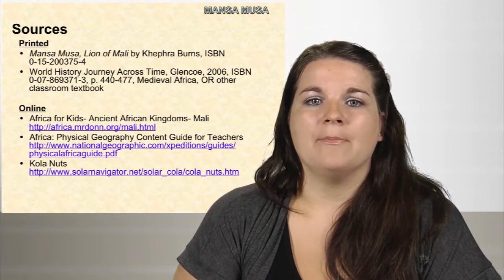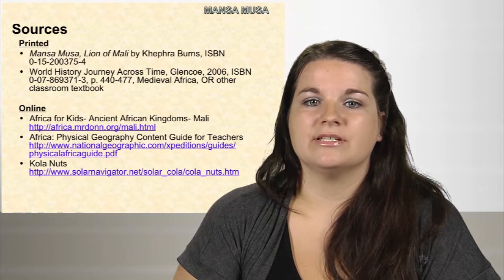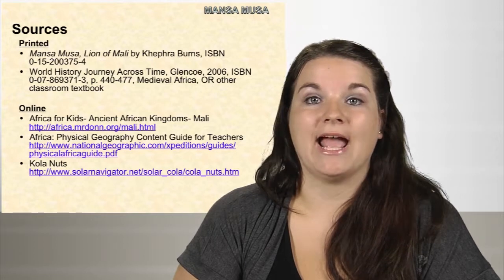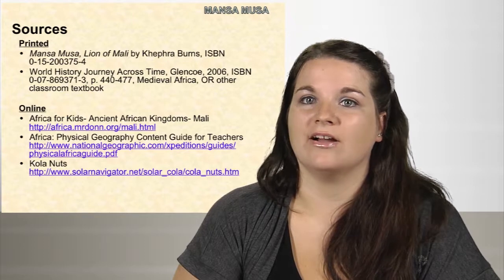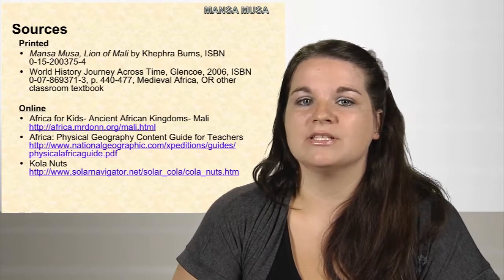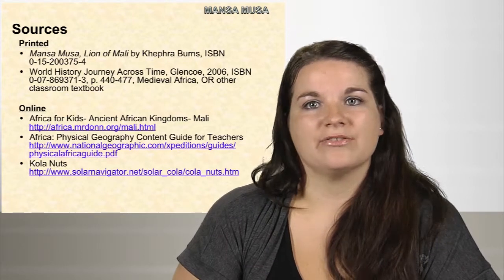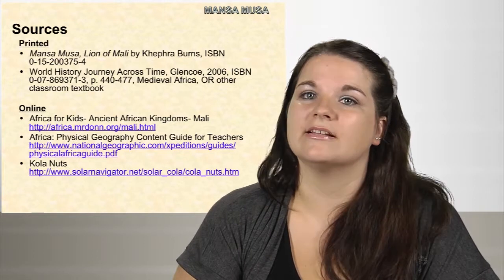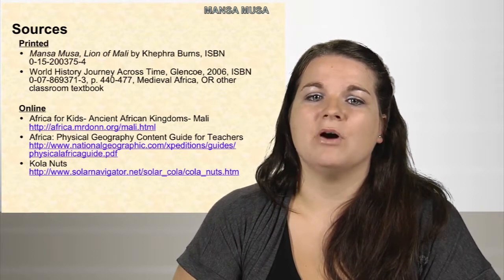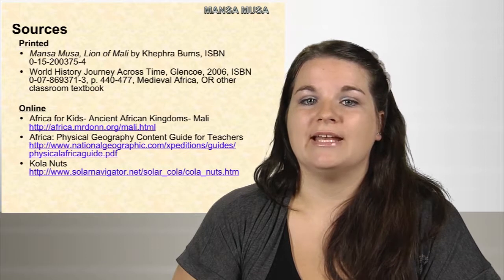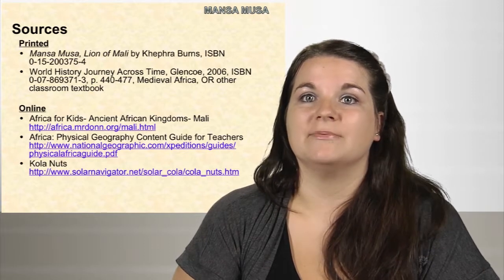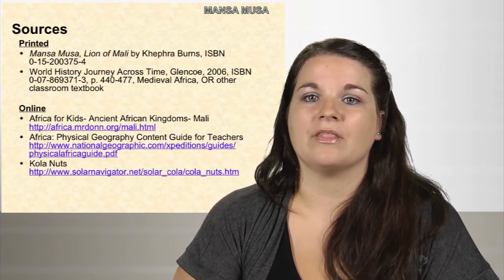Our world history book that we used in 6th grade, Journey Across Time, actually has maps of Mali and Ghana and Songhai, the medieval African kingdoms. So that type of a textbook or another classroom textbook that might have information about these kingdoms are good. And then I also have some online resources, including that National Geographic link to the expedition of the Niger River.